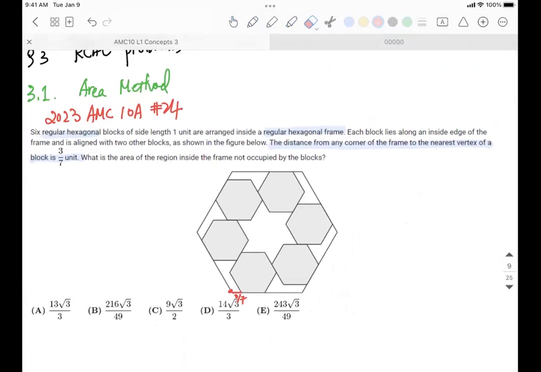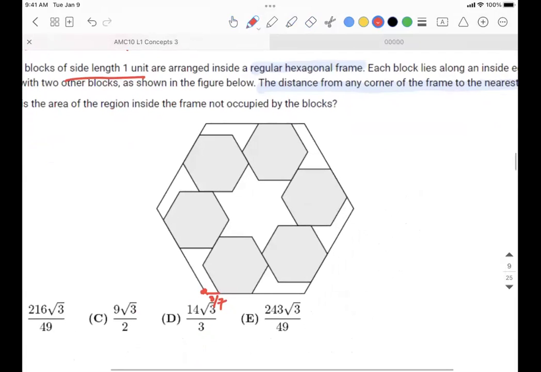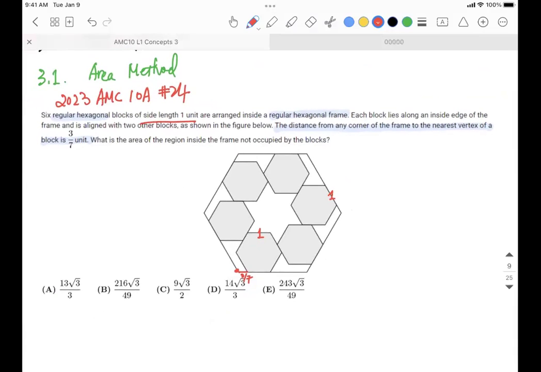You see the question showing here. The side length 1 unit means, okay, this one is 1. This one is 1. If I want to determine the white area, the area of the white is definitely the big hexagon area minus 6 times the small hexagon's area, right? This is quite understandable. The small hexagon is good because I already know the side is actually 1. So I will be able to determine it.